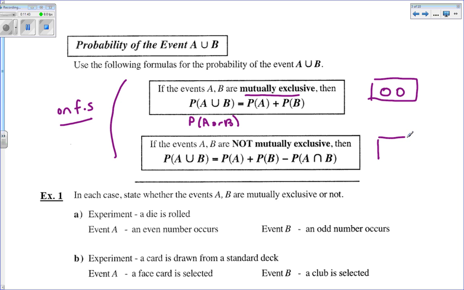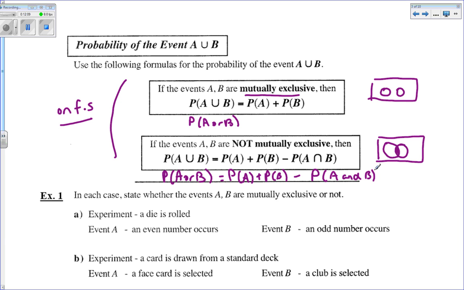If you have a situation where if you were to draw a Venn diagram, you have an overlap in the middle, so you have an intersection that exists, then you use the same formula except for the fact that you have to subtract off the probability of A and B. So you have the probability of A or B is equal to the probability of A plus the probability of B minus the probability of A and B.